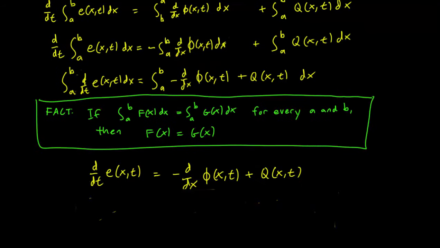So when we use our fact and we get rid of all the integrals from a to b, we obtain the derivative with respect to t of e is equal to minus the derivative with respect to x of phi plus q. This is called the conservation of energy equation.